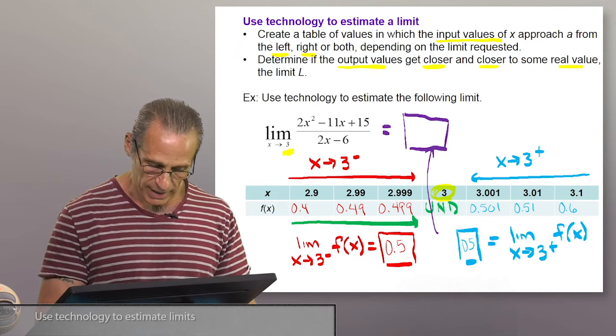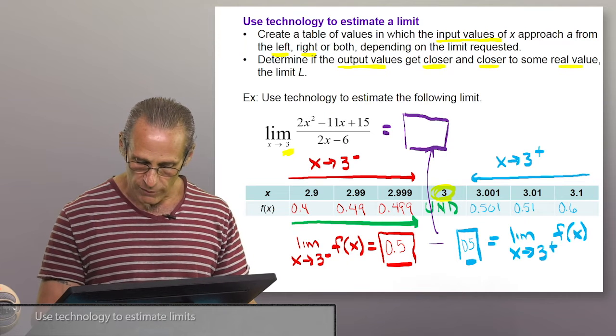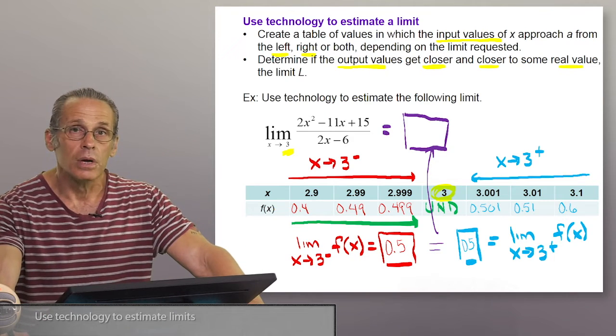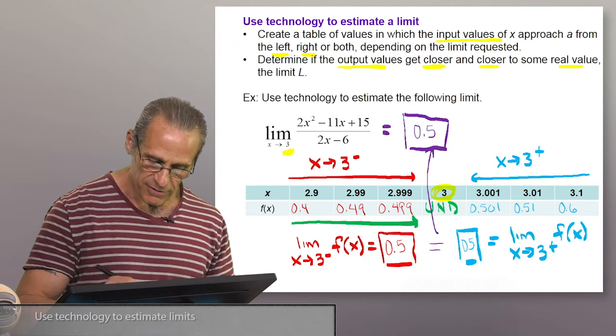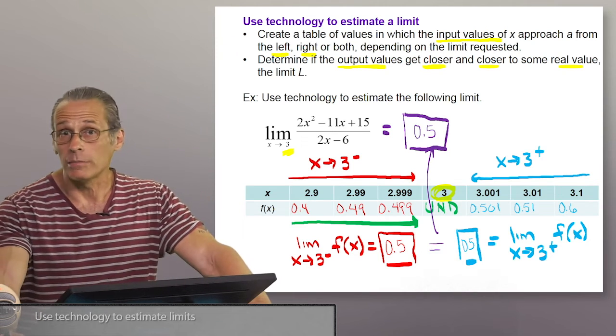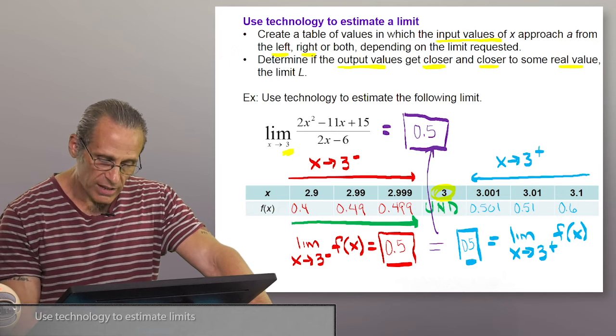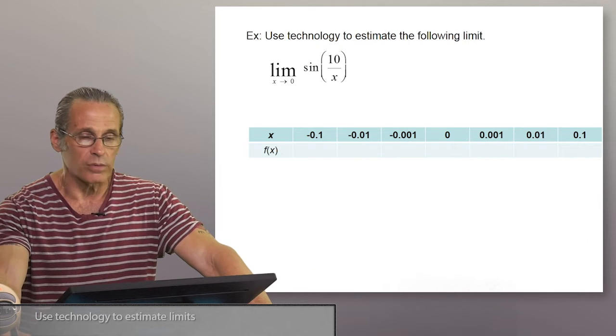Are the left and right-hand limits equal? You betcha. I'm sorry for the strong words, but it deserves it. So that means my two-sided limit as I approach 3 is 0.5. Now that's it, almost. Almost, because in the second problem we see a little bit of a twist.